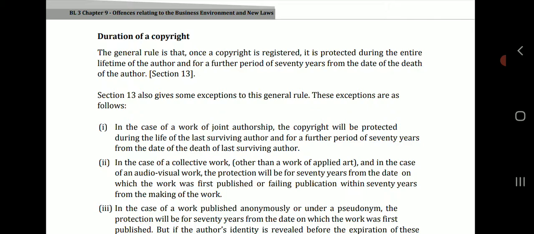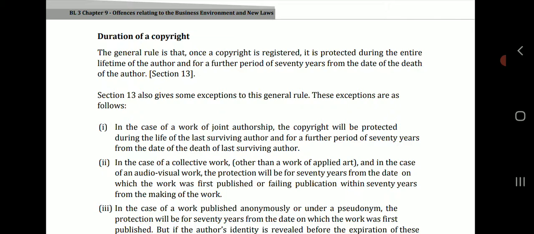So let's say the author dies in 2001. From that year, or that specific date, it must go for 70 years, and after that it will be free to use for the public. Anyone can have their own record, their own versions, and put them into the market. But it has to go 70 years after the death of the original author.